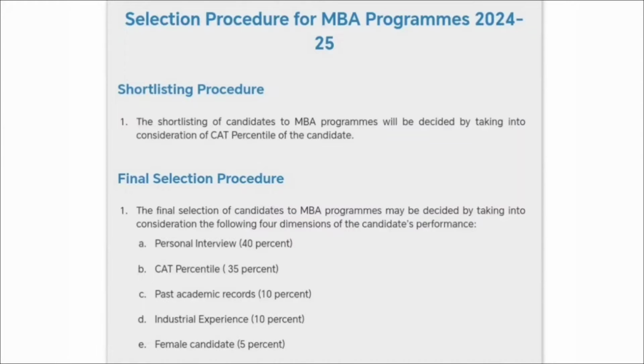So if we consider the overall weightage given for all these parameters, 40% weightage is given to your personal interview, 35% weightage is given to your overall CAT percentile, 10% weightage is given to the past academic records, 10% weightage is given to the industrial experience, and 5% weightage is given for gender diversity. So if you are a female candidate, you will be awarded 5 points.